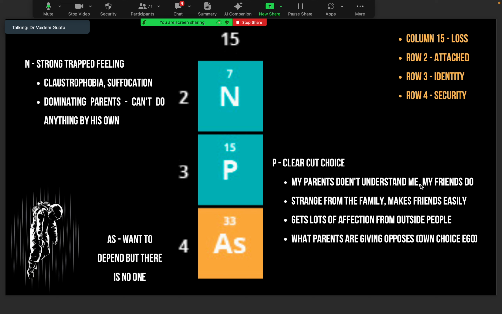Arsenic, they want to depend, but there is no one, because it is a column of loss. So there is a feeling of loss. They want to depend on someone, but they can't be dependent. Same thing is in column 2. They also want to be dependent on someone as a backup plan, but they know that there is someone. But in arsenic, they feel the sensation of loss, that there is no one on whom they can depend.